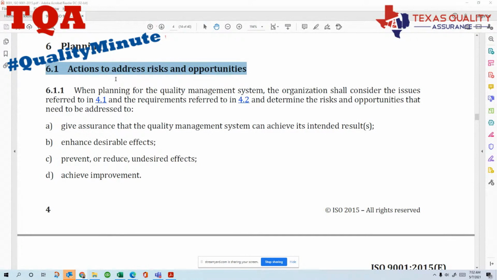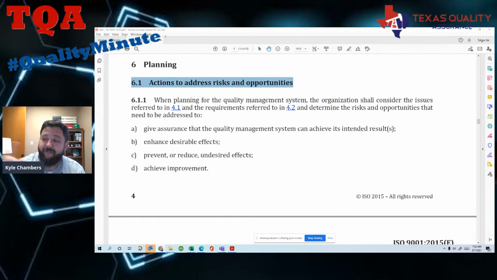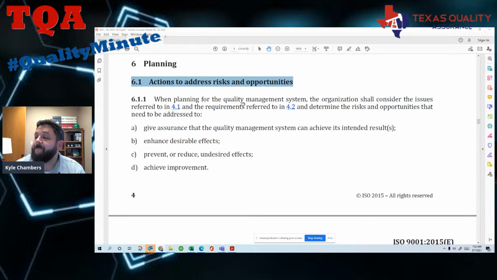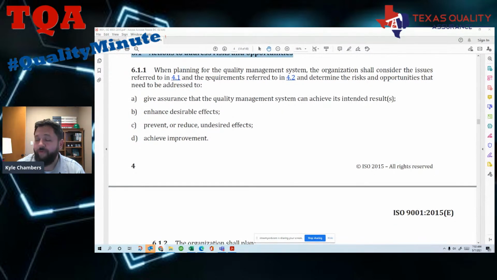All right, so actions to address risk and opportunities. This is a big one. When planning for the quality management system, the organization shall consider the issues referred to in 4.1 and 4.2. If you saw the very last Quality Minute episode we did, you know that we addressed this already. If you haven't checked it out, go check it out. But 4.1 and 4.2 is dealing with the context of the organization. So who are we? What are our internal, external issues? And who are our interested parties?